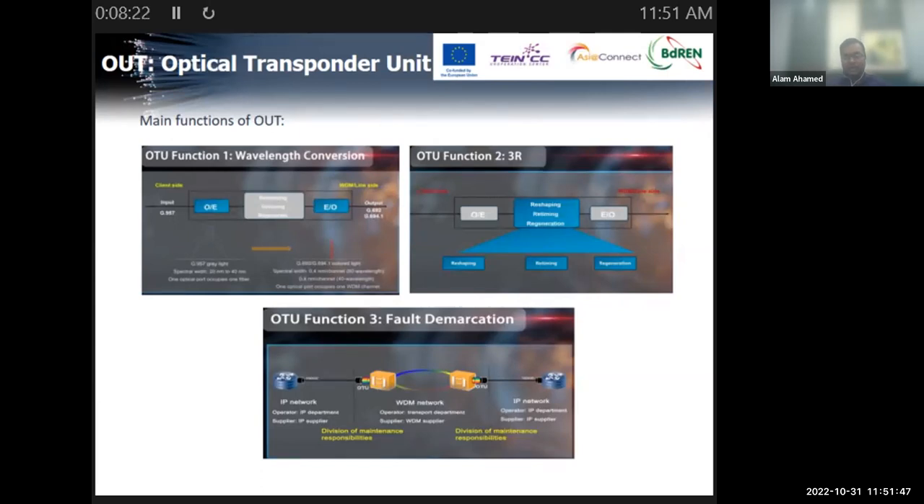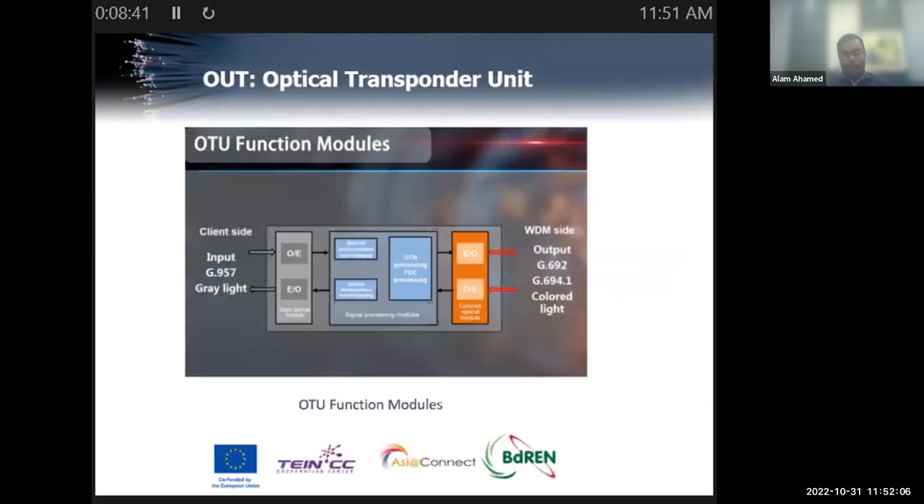Retiming, reshaping, and regeneration, 3R. The second function of the optical transponder is retiming, reshaping, and regeneration. The third function of the optical transponder is fault demarcation. An OTU consists of the client signal port, the WDM side optical port, and intermediate electrical layer OTN processing, FEC processing and modulation.